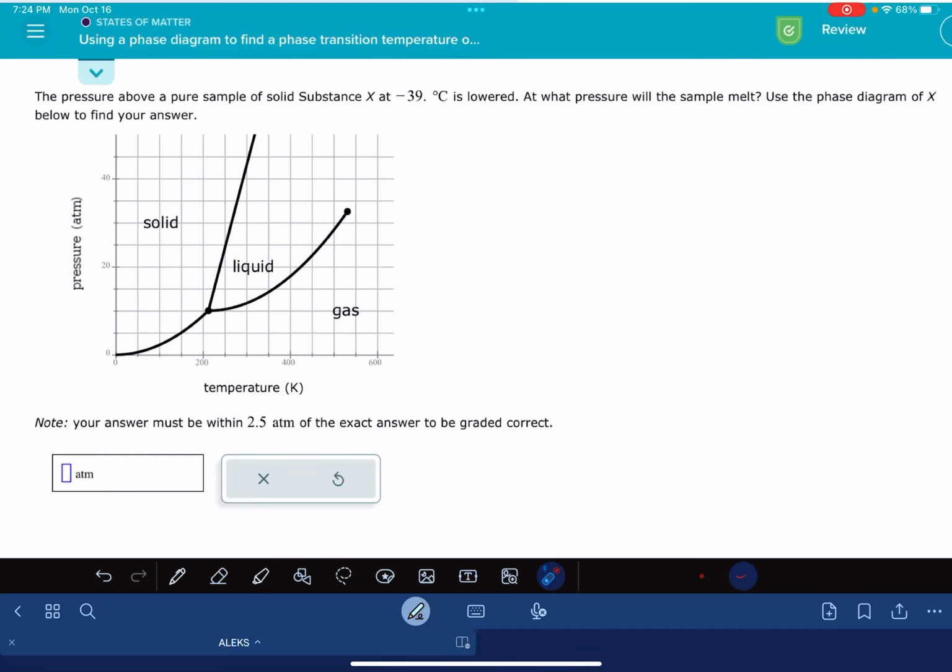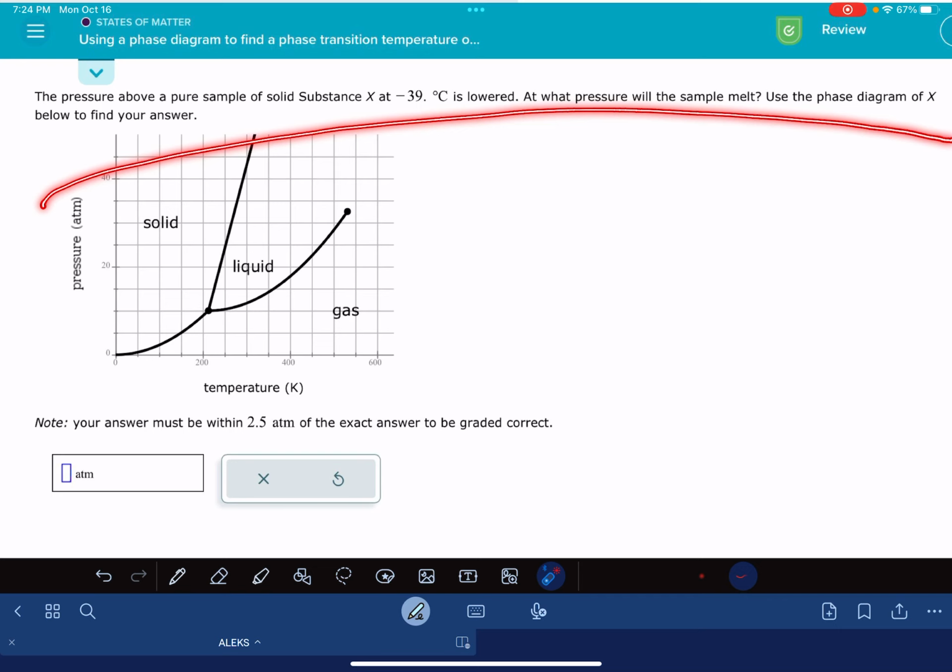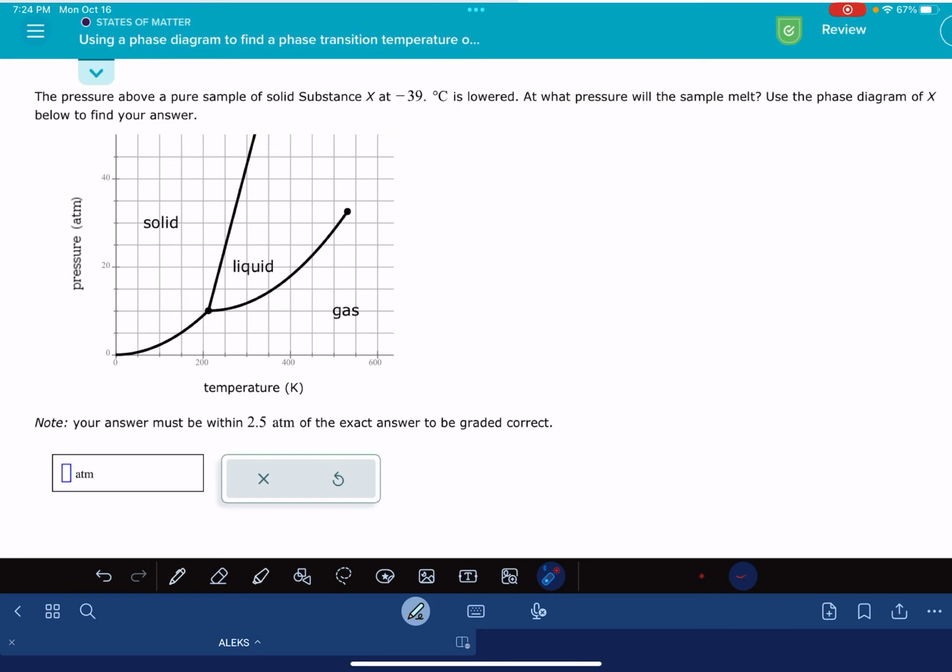In this video, I'll show you how to solve the ALEKS problem called using a phase diagram to find a phase transition temperature or pressure. First of all, there are a lot of different iterations of this problem, and a lot of different options in terms of what ALEKS may be asking you to determine. I'm not going to go through every possible version, but I am going to give you enough information that you will be able to answer any one of these ALEKS problems, no matter what it's asking of you.